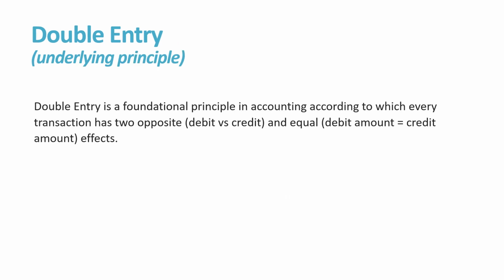Double entry is a foundational principle in accounting. It forms the logic upon which all financial transactions are recorded and understood. This principle follows the concept that every transaction has two opposite effects: debit and credit. These effects are not only opposite but also equal, meaning that the debit amount always equals the credit amount. In practical terms, each transaction affects at least two accounts. One account is debited and another is credited. This dual impact ensures that the accounting equation stays in balance.